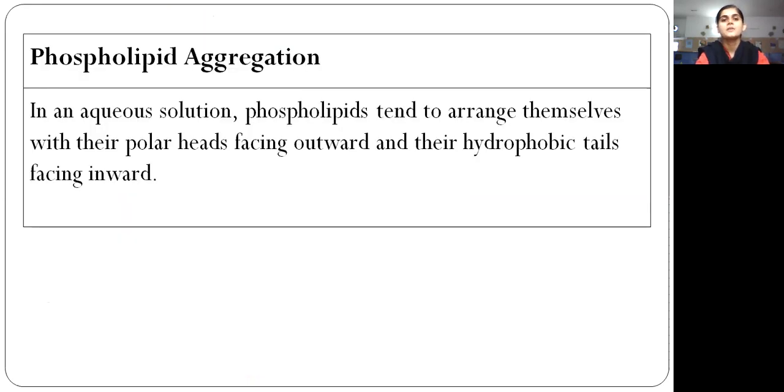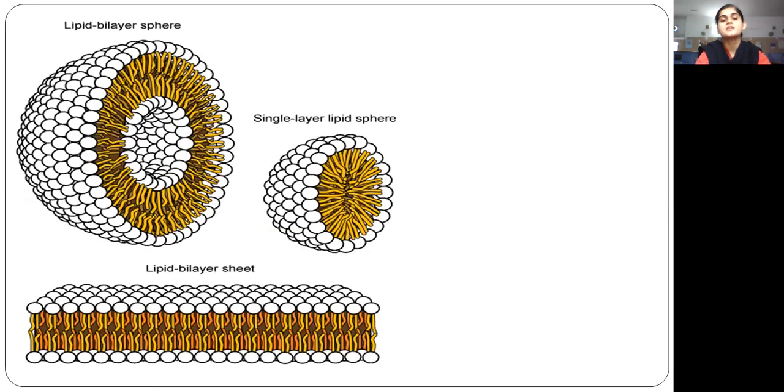After that, phospholipid aggregation. Phospholipid aggregation occurs in aqueous solution. Phospholipids are arranged with the polar heads facing outward and the non-polar tails facing inward. There are two types of structure: the sheet-like structure, with polar heads and non-polar tails, and the sphere-like structure, the lipid bilayer, with that round appearance.